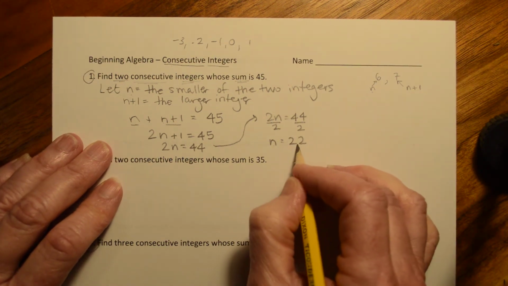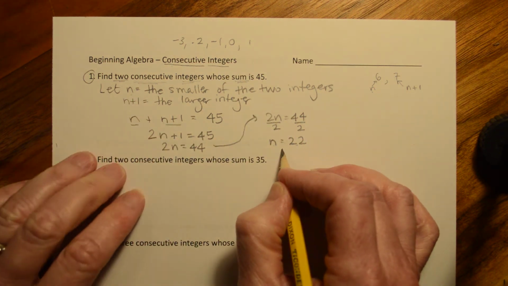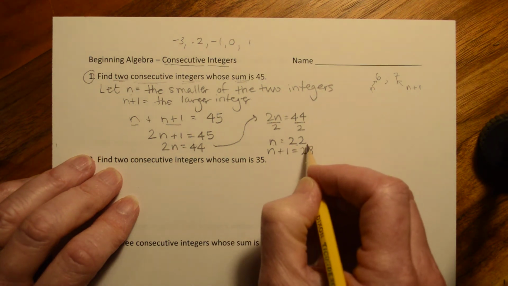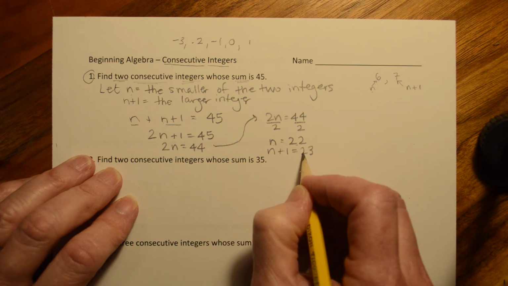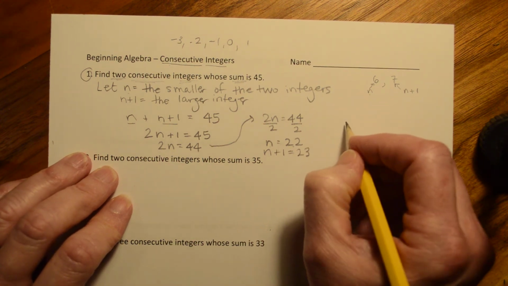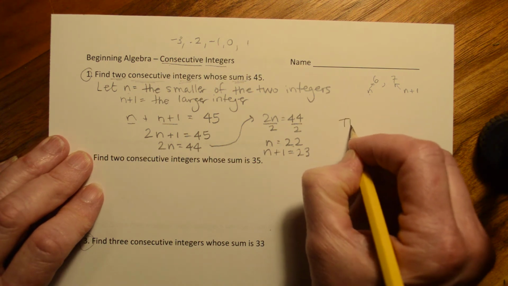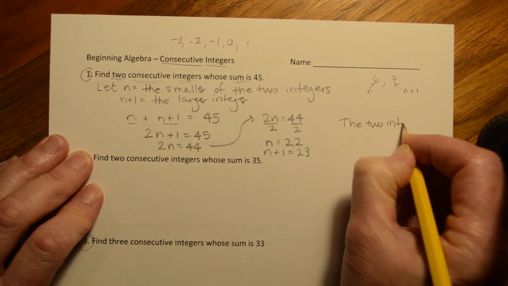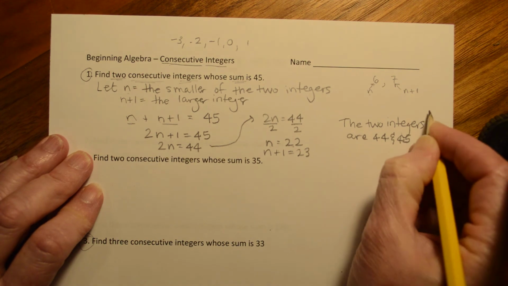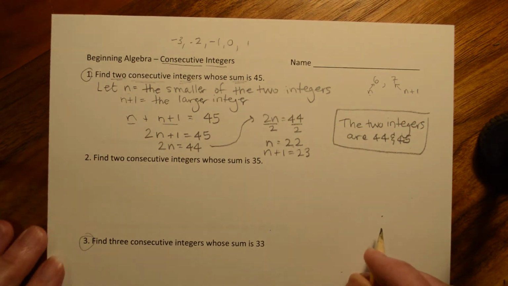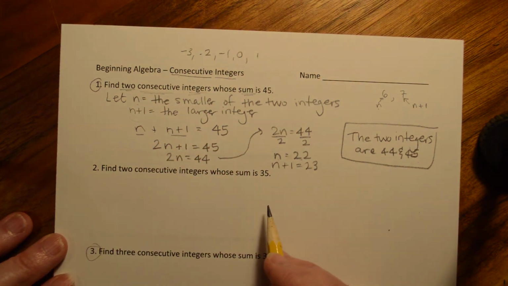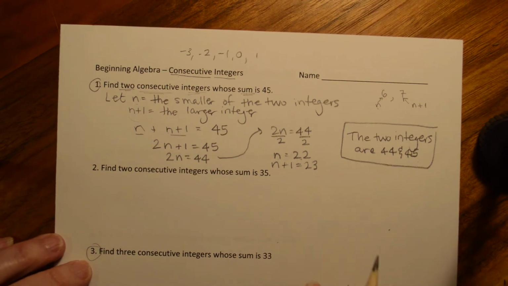So that means that the smaller of the two integers, which was n, is 22, and the larger one, n plus 1, is 23. Let's just check it out. If I add 22 and 23, do I get 45? Yes, I do. So those are the two integers we're looking for. Then we would answer the command in a sentence. The two integers are 22 and 23. Hopefully that was pretty straightforward. The n and the n plus 1 might feel a little bit weird at first, but hopefully as we do more of these, they'll get more comfortable.